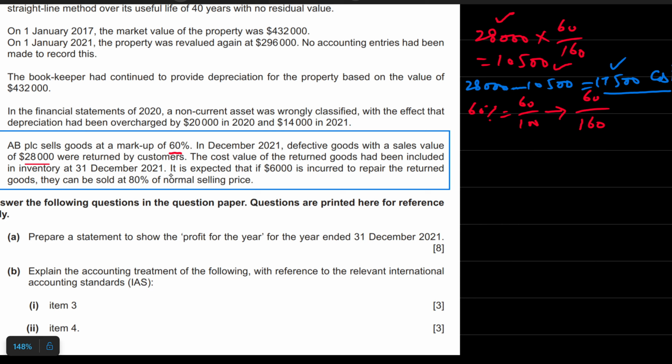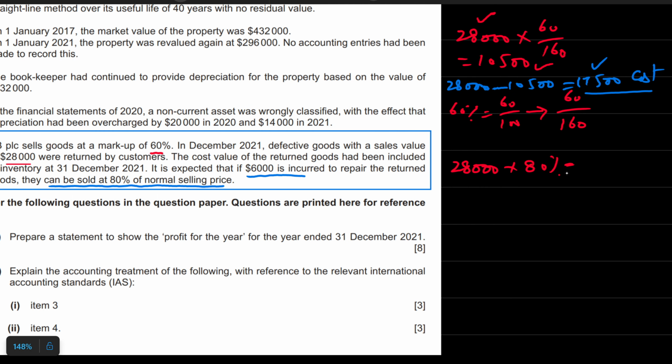On 31st December 2021, it is expected that if 6,000 is incurred, it can be sold at 80% of the normal selling price. So first of all, we need to calculate 80% of the normal selling price. Normal selling price is 28,000. Its 80% will be equal to 22,400. So it can be sold for 22,400 if repair cost of 6,000 is incurred.